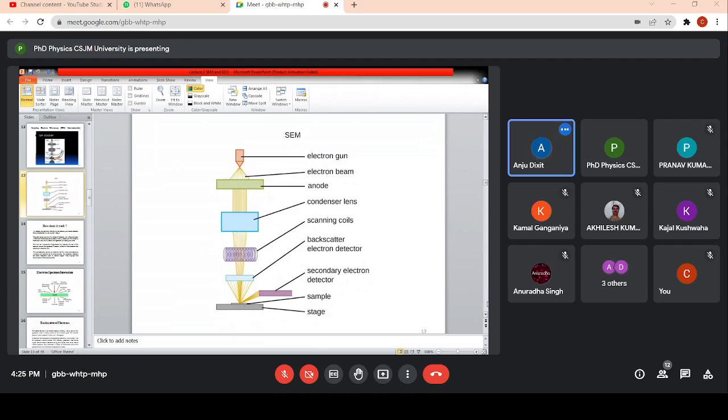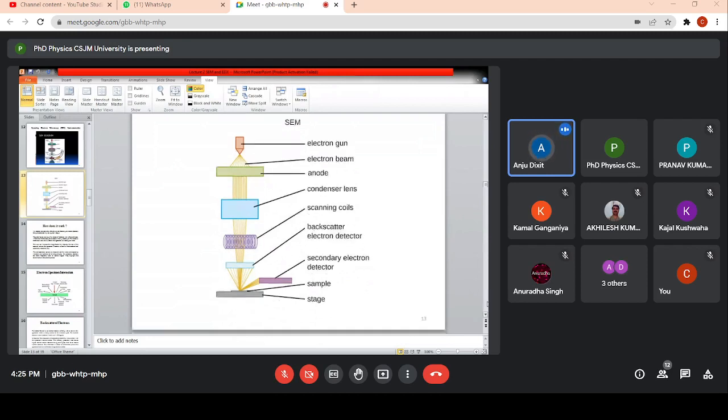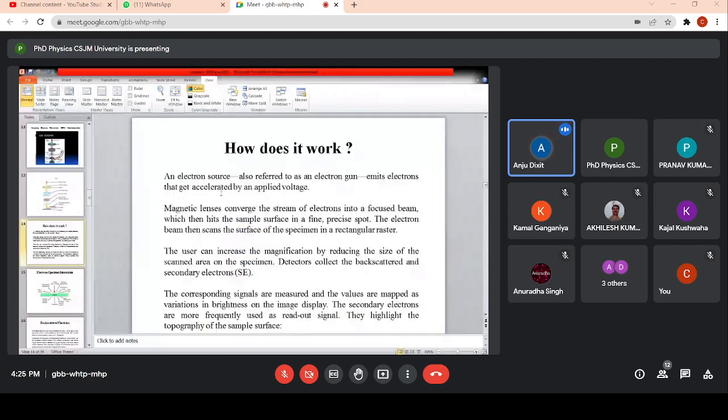How does it work? So an electron source is there. It means the electron gun, which emits electrons that get accelerated by an applied voltage. Magnetic lenses convert the stream of electrons into a focused beam. So that is the application of magnetic lenses, why they are used there, which then hits the sample surface in a fine, precise spot.